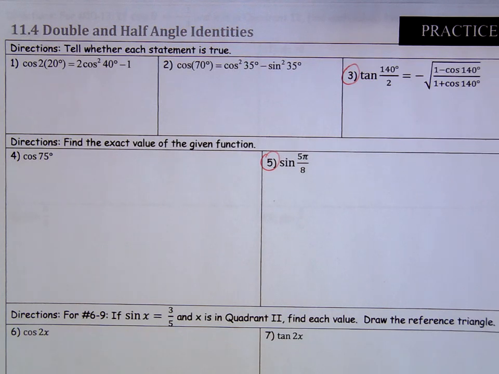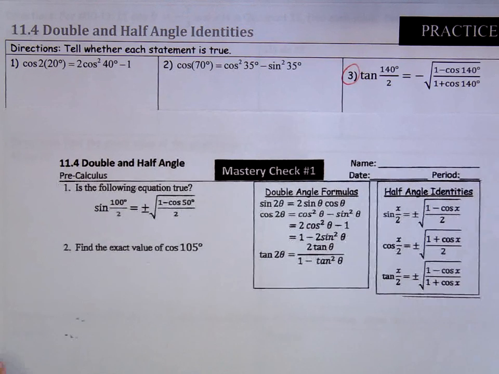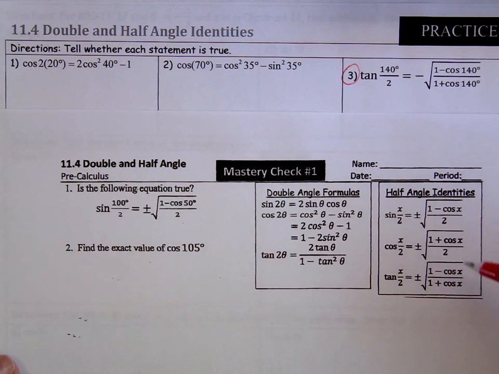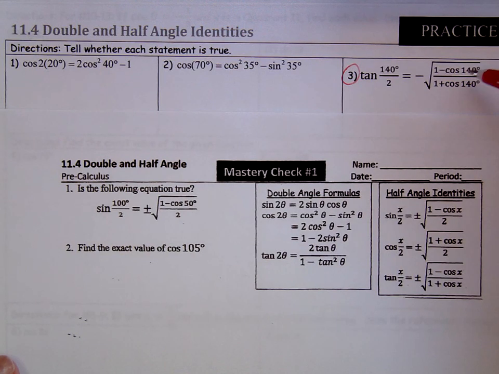The first one I'd like to do is number 3, the tangent of 140 over 2, and they want to know true or false, does it really equal a negative square root of 1 minus the cosine of 140 over 1 plus the cosine of 140. And what you're looking at are your formulas here, the identities. I want to know the tangent of 140 over 2, so 140 goes in the x spots. I have a 1 minus cosine of 140, I have a 1 plus cosine of 140, so that is true.